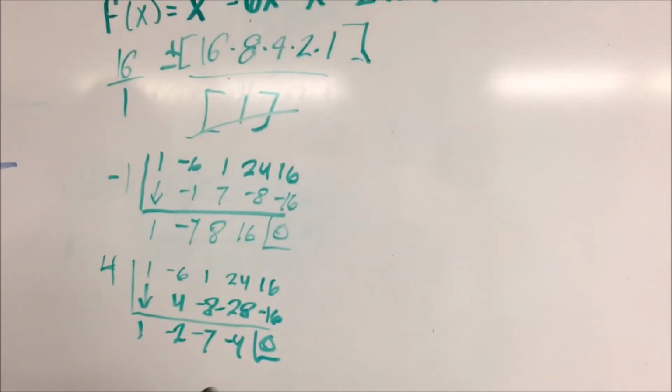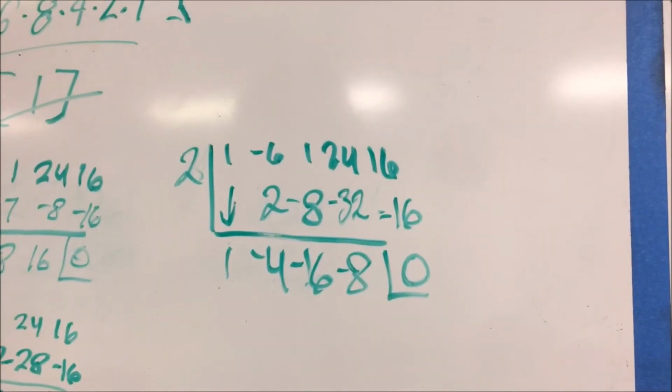Because this also has a remainder of 0, it is a factor. We also tried 2, and it also became a factor.